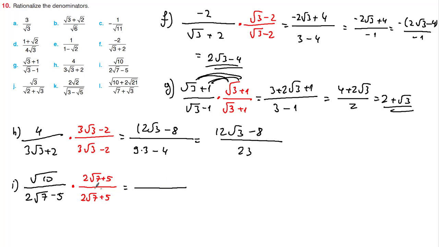That makes it root of 10 times root of 7 is root of 70. Here, 2 root of 70 plus 5 root of 10. And the denominator will get 4 times 7 minus 25. And that would be 2 root of 70 plus 5 root of 10 over 2. 4 times 7, it's 28 minus 25, that's 3. And this is the best we can do.